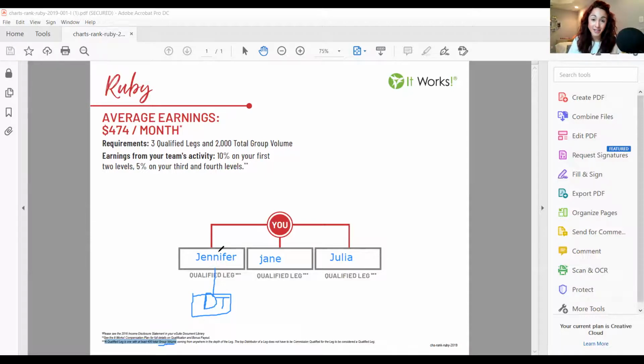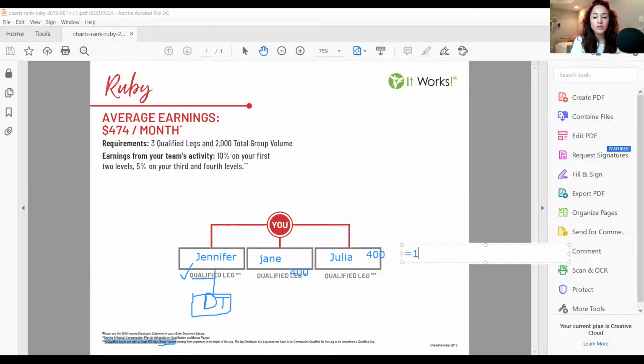So if Jennifer's signing up customers by herself, she's maybe had 200 in sales, but her teammate, her DT down here, is also signing up people and she has 200 in sales. Well, 200 plus 200 is 400 in a team total. That would make Jennifer a qualified leg. So that qualifies for Ruby. You also have to get Jane to at least 400 in group volume and team sales, and Julia needs to be at 400. Now, if you're doing the math, you have 400 plus 400 plus 400.